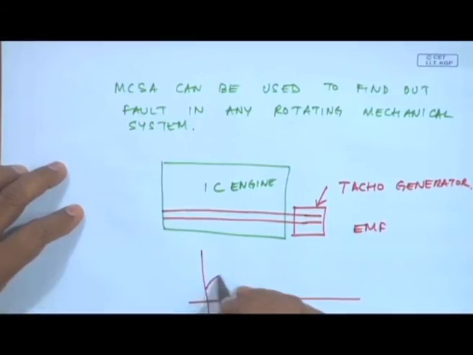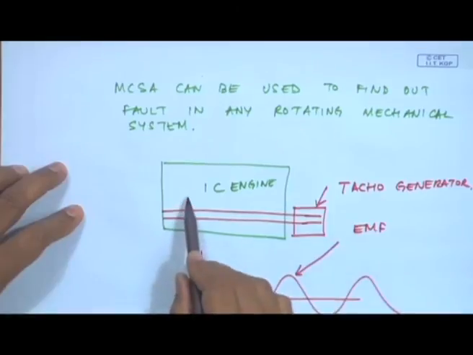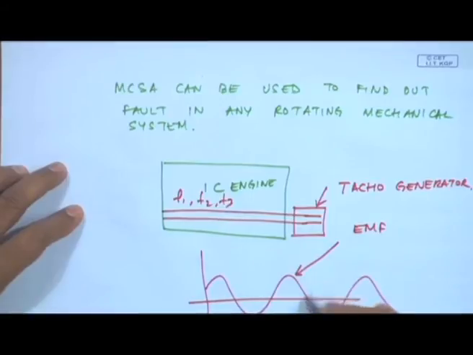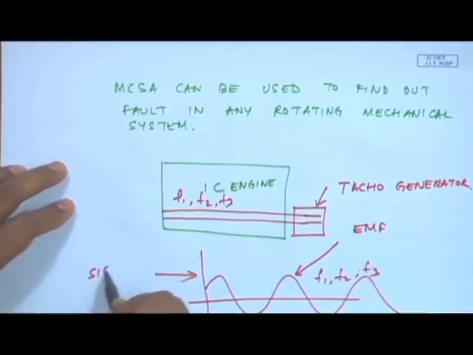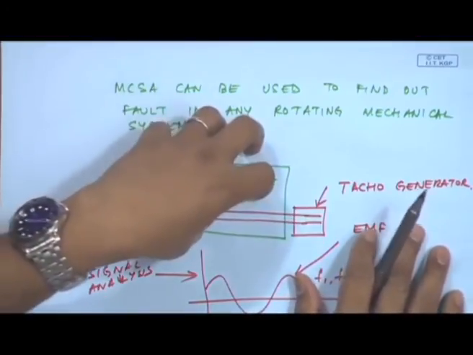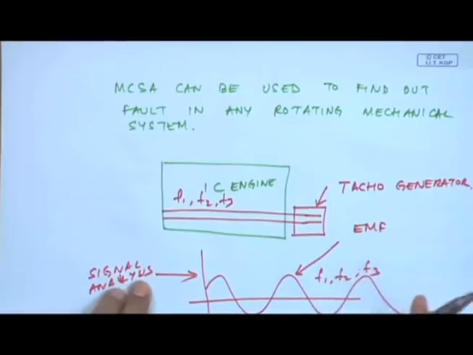So, this EMF will have the defect mechanical frequencies of this system buried in it. So, if you do a signal analysis on this EMF which is generated by the tacho generator coupled to the mechanical system which is rotating, I can find out the fault in the mechanical system.